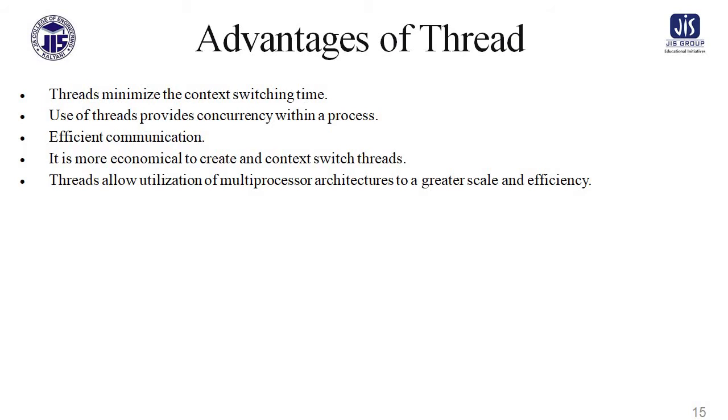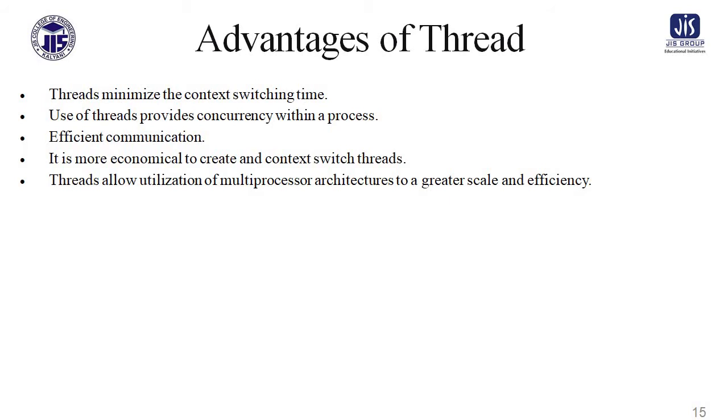So what are the advantages of using threads? Threads minimize the context switching time. What is context switching time? Context switching time means the time required to jump from process 1 to process 2, or to jump from thread 1 to thread 2. I have already told you that a thread is a lightweight process. That means it is a small, very smart process, so it will minimize the context switching time. It's quite natural.